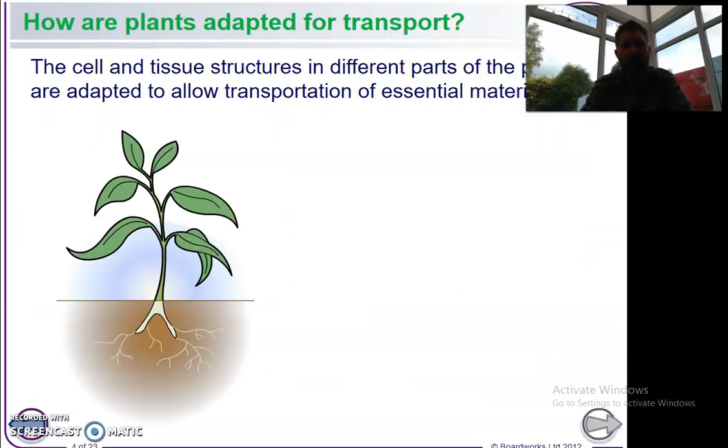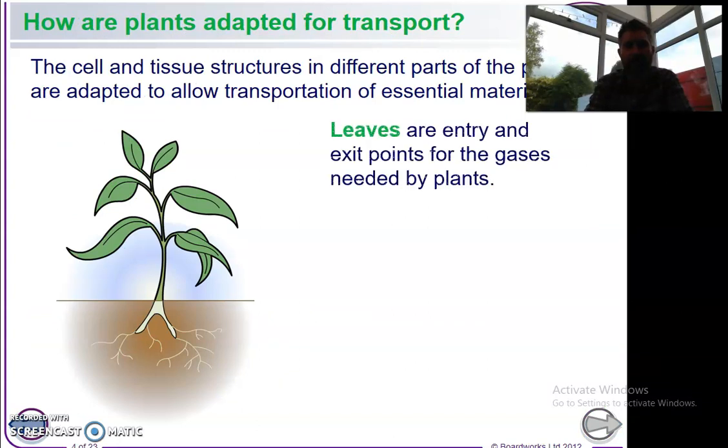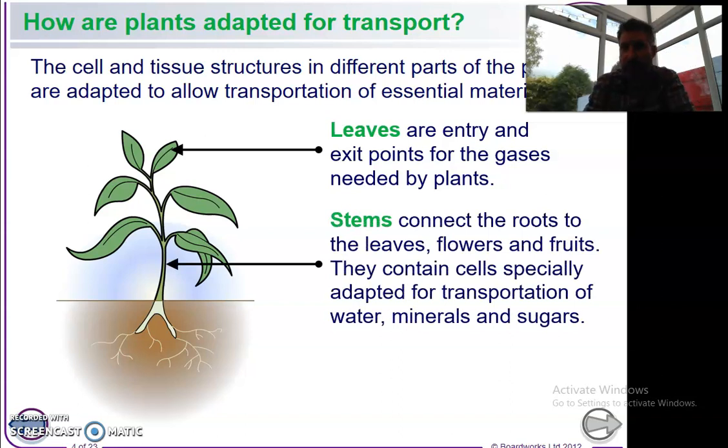Okay, so last time out we had a look at the basic parts of the plant, and obviously we've got the leaves, and they're the entry and exit point for the gases that are needed. So carbon dioxide enters and oxygen leaves through the stomata at the base. You've then got the stem, and the stem actually transports quite a lot of stuff. It's a very important part of the plant. It doesn't just give it stability, it allows them to transport minerals and sugars and also water.